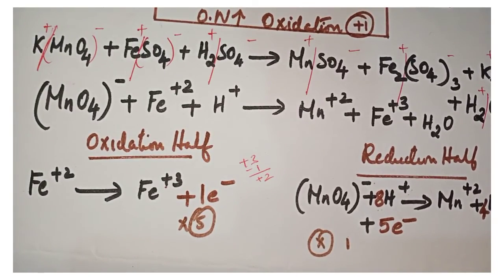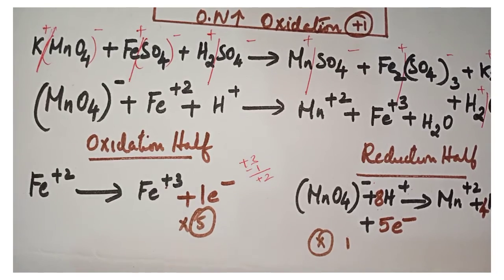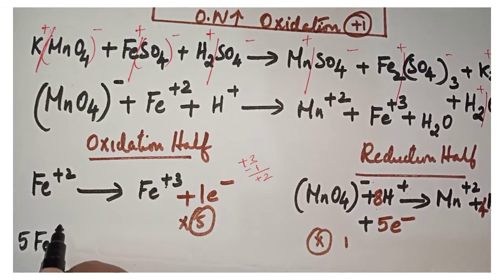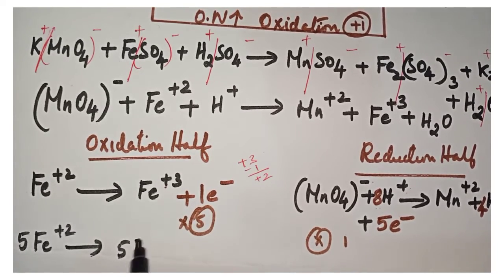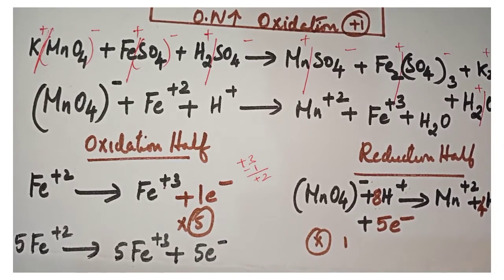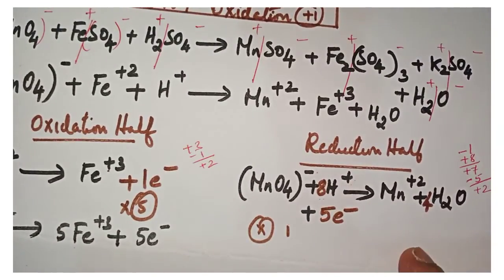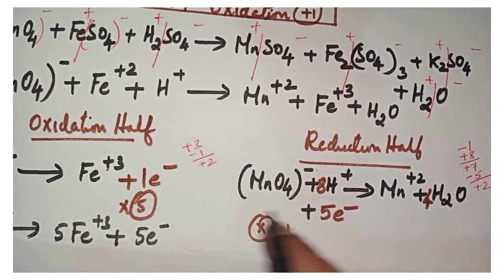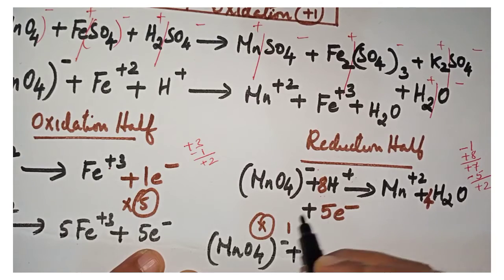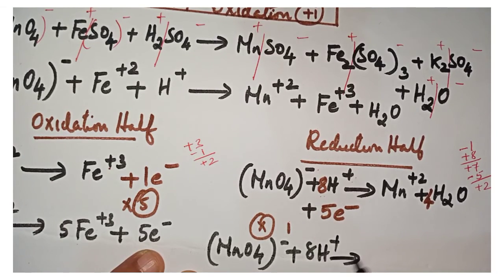Now I write the reaction once again by multiplying by 5. When I multiply 5 into Fe plus 2, it becomes 5 Fe plus 2 gives 5 Fe plus 3 plus 1 into 5, 5 electrons. Now the reduction half also I write. Here I multiply by 1 on both sides. So 1 into MnO4 minus ion plus 1 into 8, 8H plus ion gives 1 into Mn, so 1 Mn plus 2 ion plus 1 into 4, 4H2O.